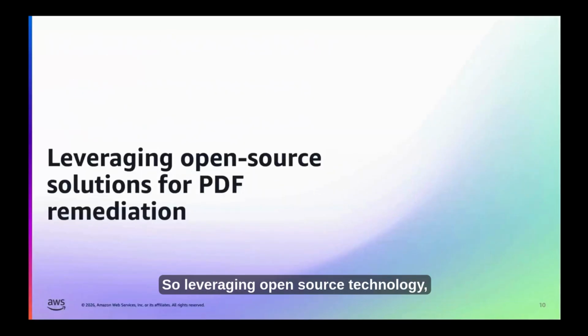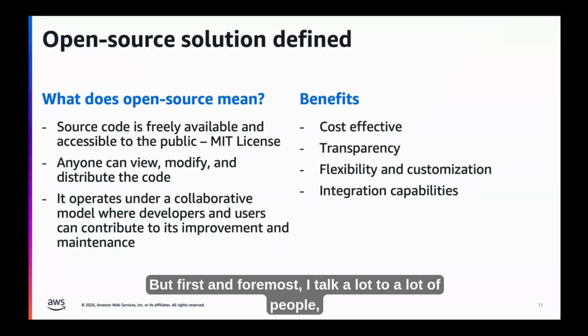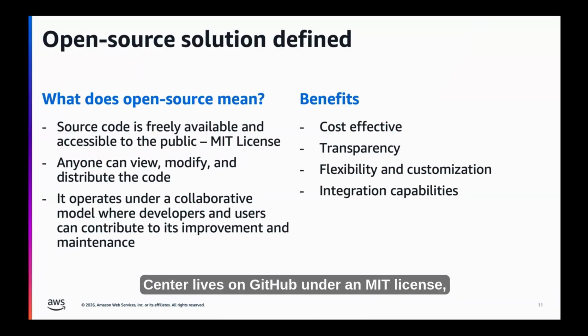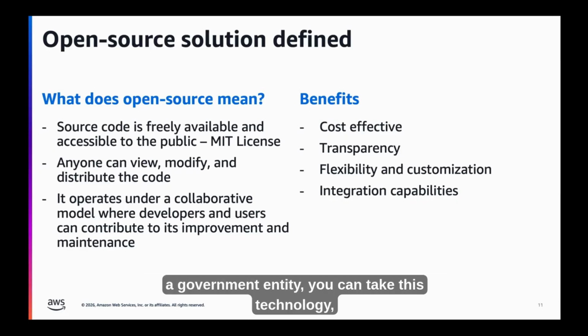So leveraging open source technology, why this has become so powerful. But first and foremost, I talk to a lot of people, and I want to make sure people understand what open source exactly means. Know that everything that we create at the Cloud Innovation Center lives on GitHub under an MIT license, the most open of open licenses. So whether you are a technology company or a higher ed institution or a government entity, you can take this technology.